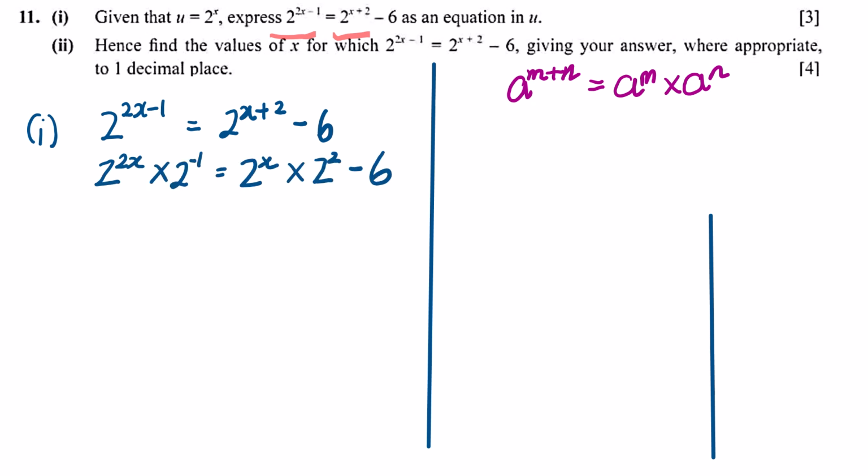So what is 2 to the power of 2x? There are two ways of writing 2 to the power of 2x. You can write it as 2 to the power of x multiplied by 2 to the power of x again, because x plus x will give you 2x. Or you can write it as 2 to the power of 2x equals to 2 to the power of x, all to the power of 2. This one will derive from this rule that we've learned.